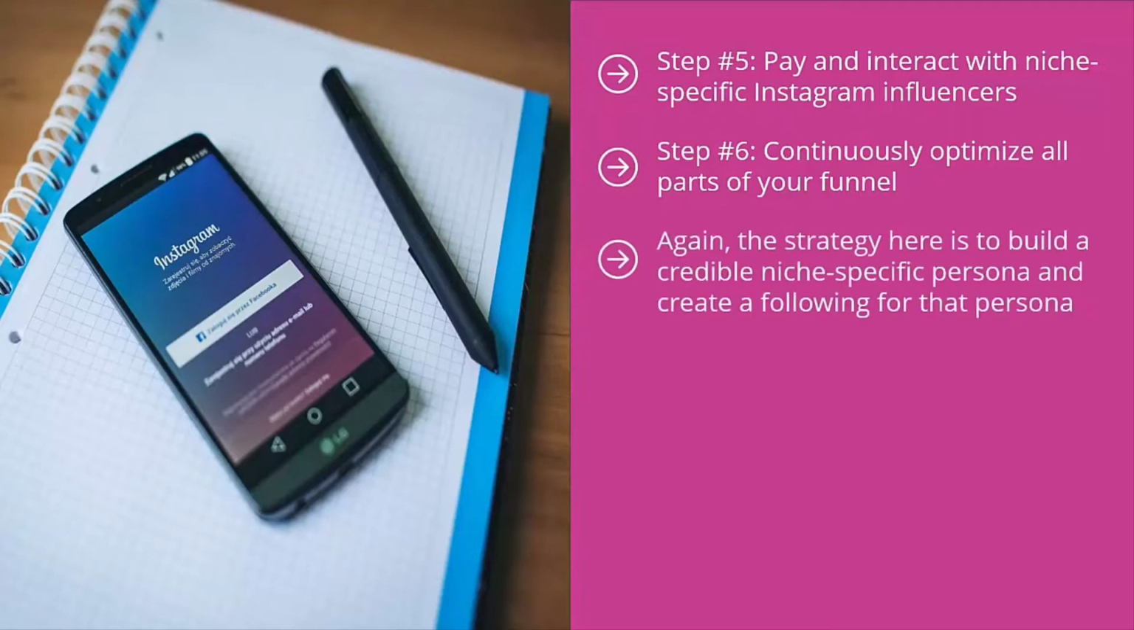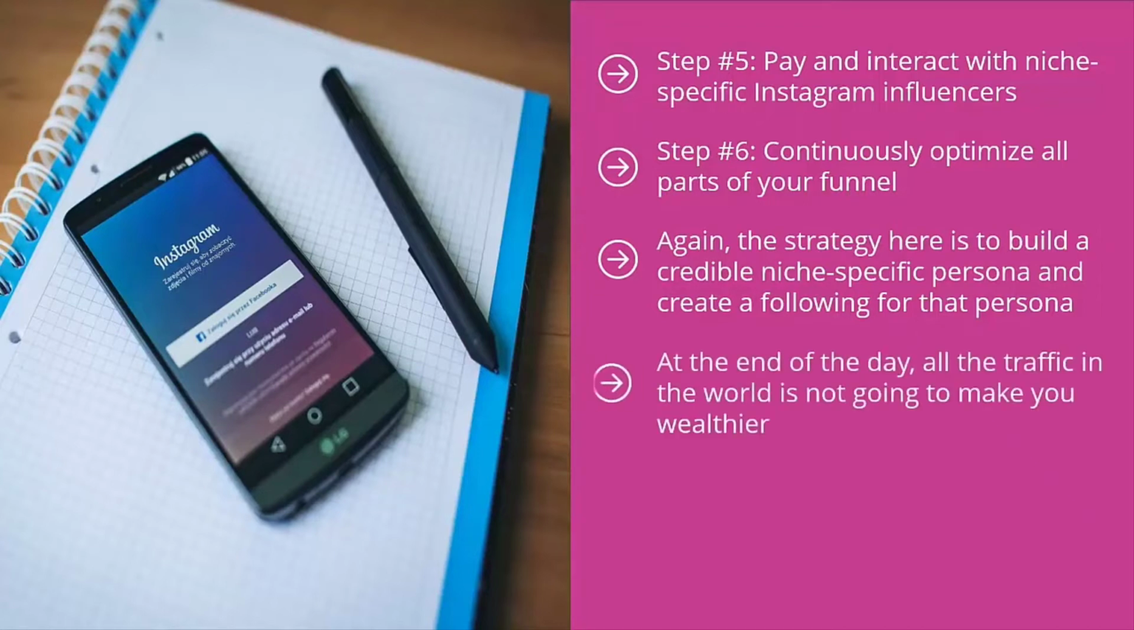Again, the strategy here is to build a credible niche-specific persona and create a following for that persona. This is how you will get traffic. This is how you will get visitors to your target site, which you can then optimize for maximum conversions. At the end of the day, all the traffic in the world is not going to make you wealthier. You know what will? Conversions.